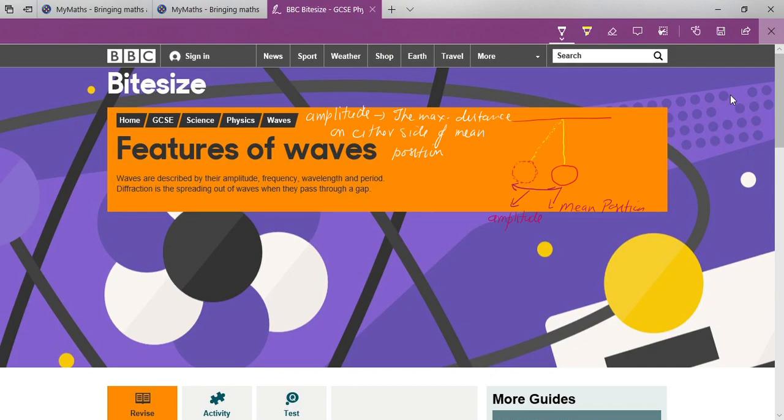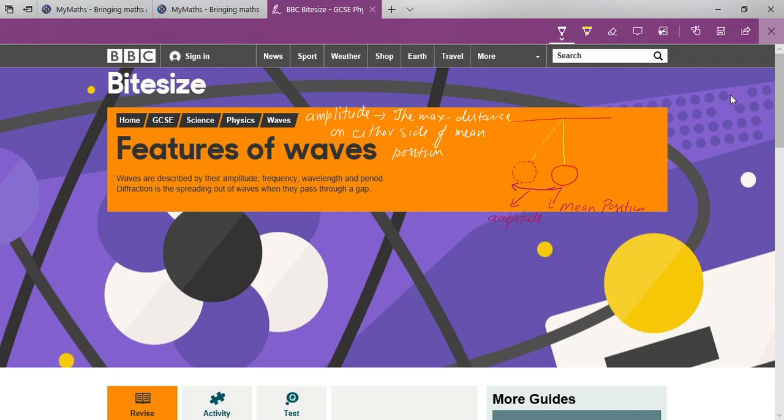Secondly, what is frequency? Frequency means the number of oscillations per unit time. That means how many times the bob is moving to and fro, that is your frequency. Clear? Now the most important thing: what is oscillation? Oscillation means the to and fro motion of the bob.